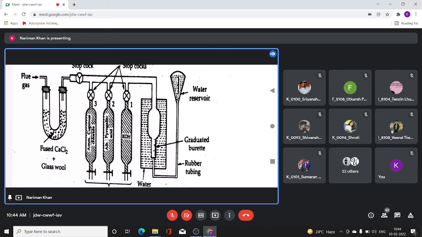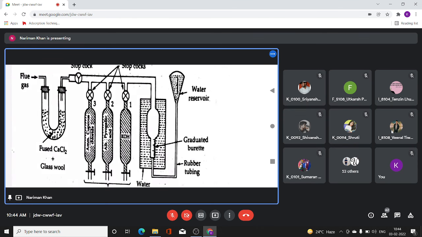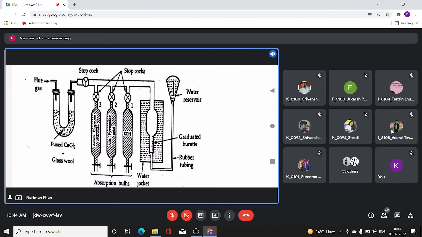These three burettes have stopcocks present in the top, which can be closed and opened according to our requirement. The combination of these three pipettes can also be called absorption bulbs, because they are mainly used for the absorption of gases.